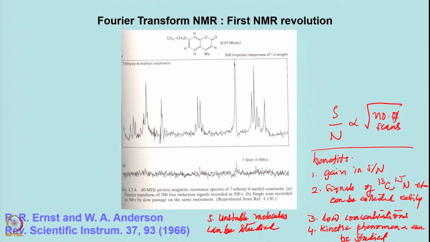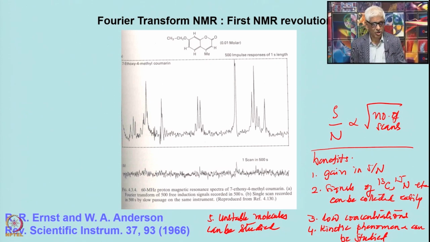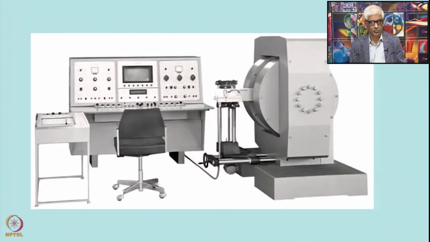In other words, some species are very short lived and they decay after about a second or 2 seconds or a minute or 10 minutes or something like that. So with CW it is impossible to study such things. Here you can do it very rapidly. So even if it is short lived for about a minute or so, you can still collect the data with one scan with sufficient concentration. Okay, so these are the specific advantages of the Fourier transform NMR spectrometer.